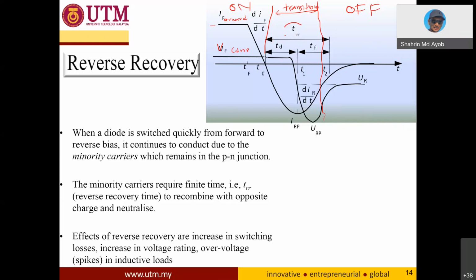So the amount of time required to go from fully on to fully off is what we call TRR, time for reverse recovery. Okay, and this time of reverse recovery depends on the material used to construct the diode.